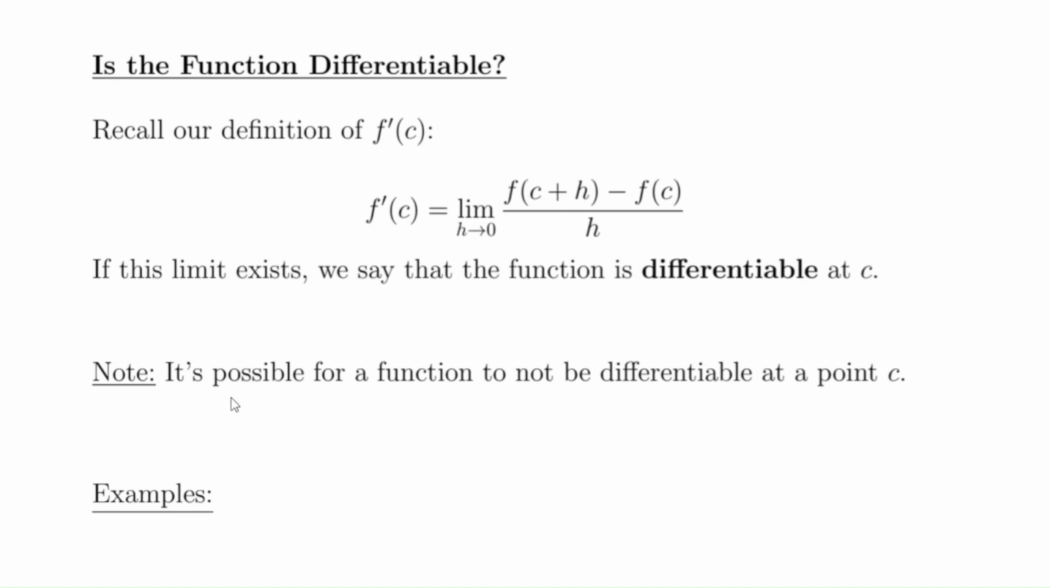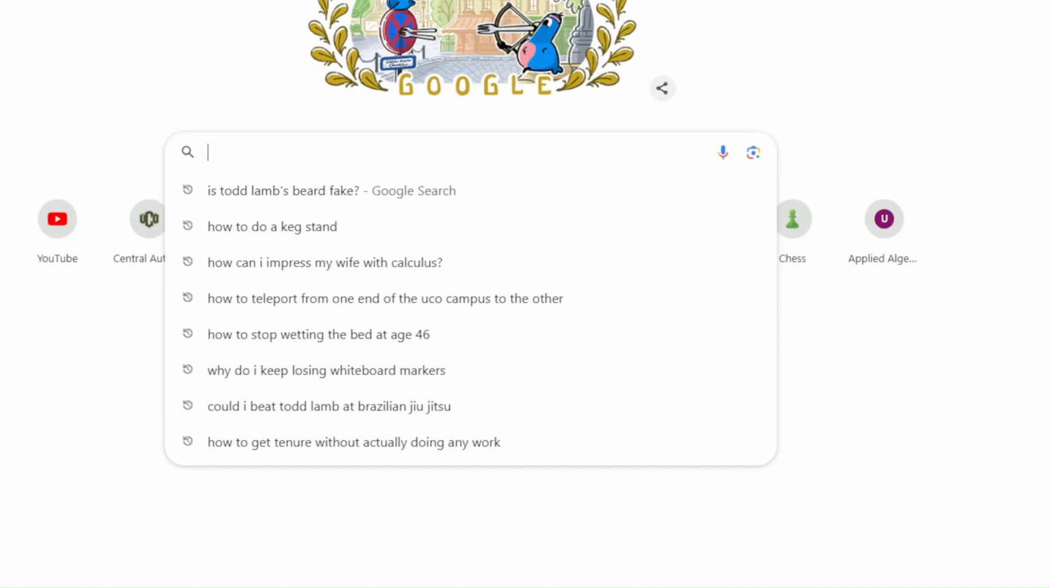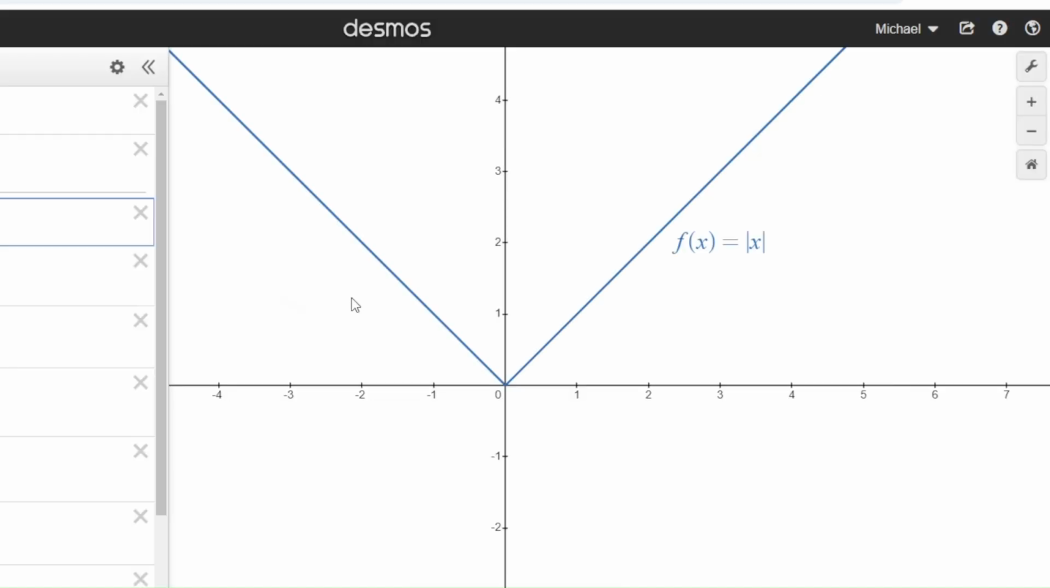Now, is it possible for a function to not be differentiable at a certain point c? It turns out that it is. So let's go to Desmos. Our first example will be f of x equals the absolute value of x. This function is not differentiable at x equals 0. It has a sharp corner there. There's no nice tangent line at x equals 0.